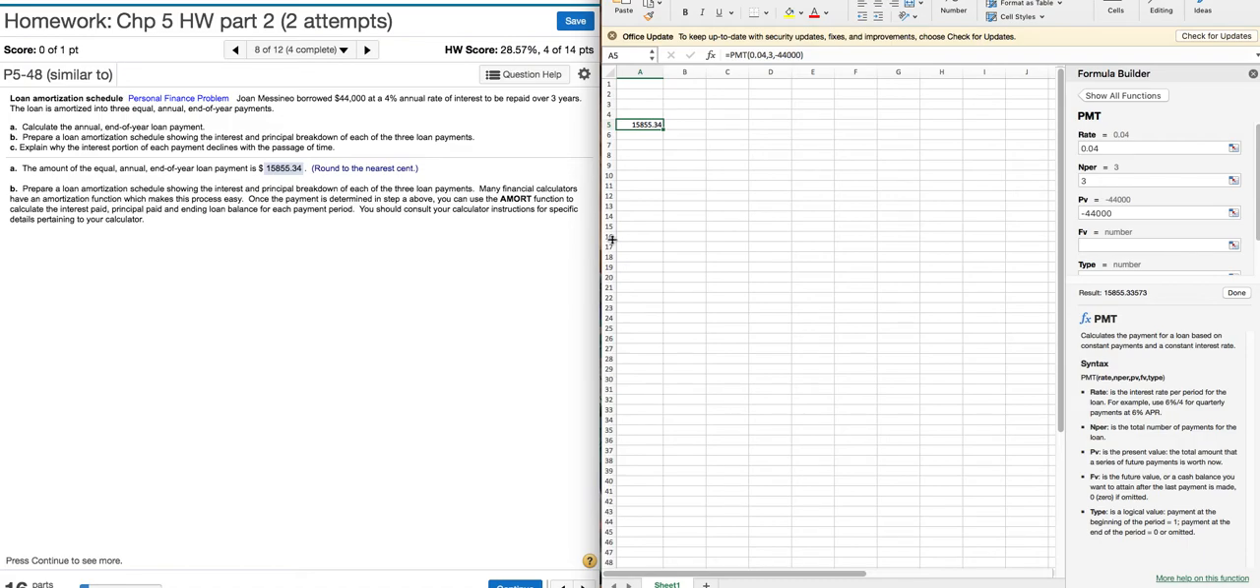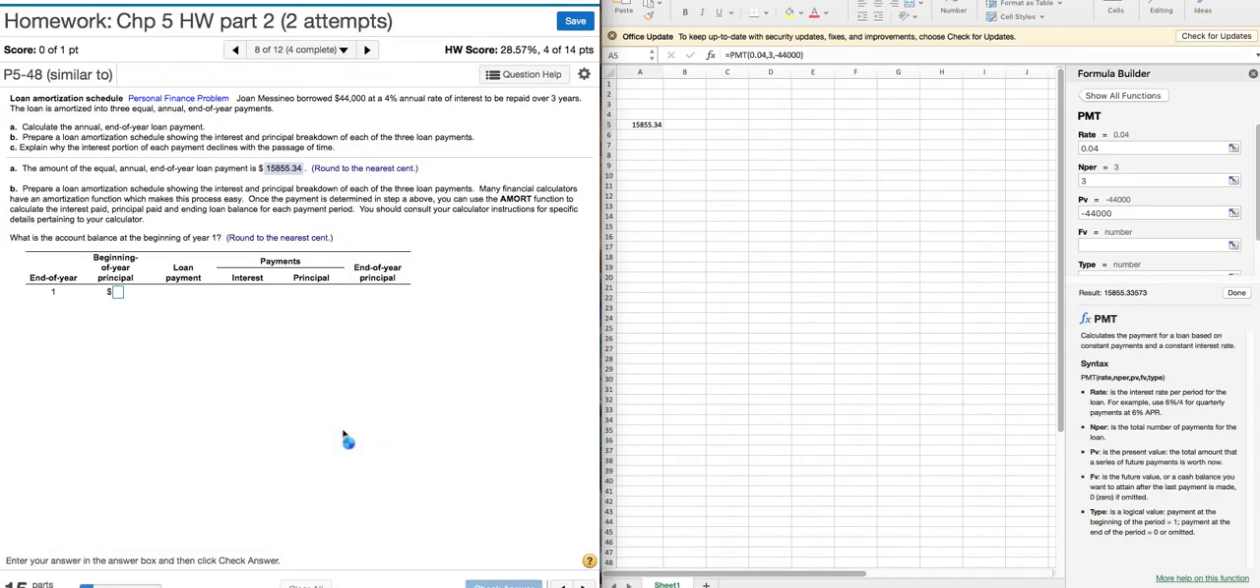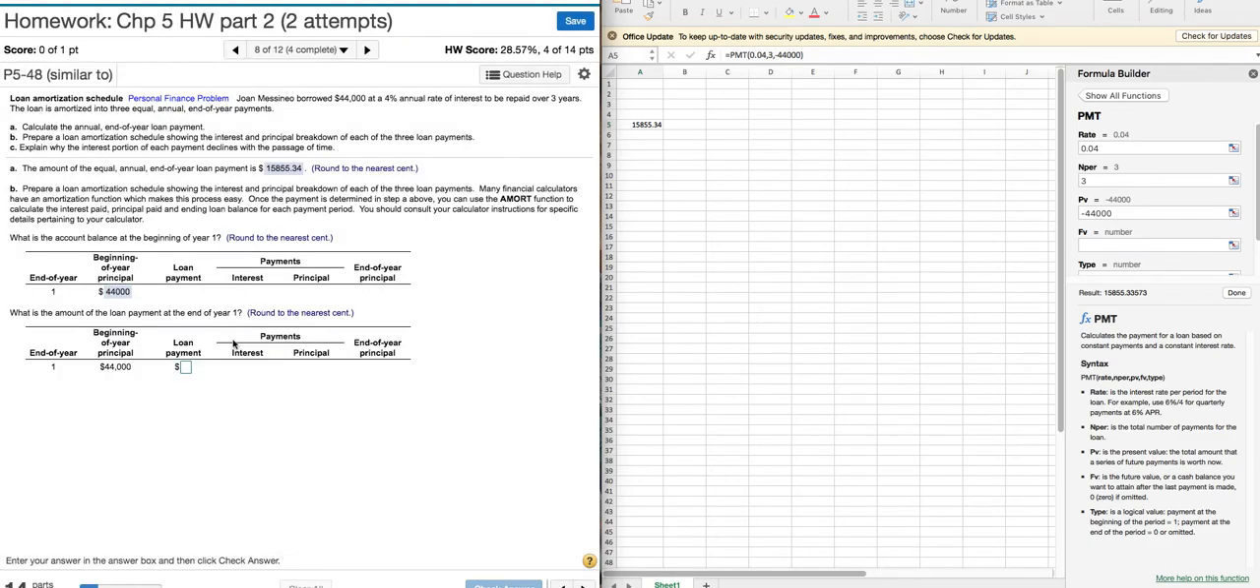So we have the amort function that we can use to calculate the interest paid, the principal and ending balance. With this particular problem, we're going to do it step by step for each figure. I won't go through them all, but we'll do just a couple to give you a feel for how this works. The beginning of the year principal is how much the loan is taken out for, so this is our $44,000. And then for end of year 1, our loan payment we already calculated as $15,855.